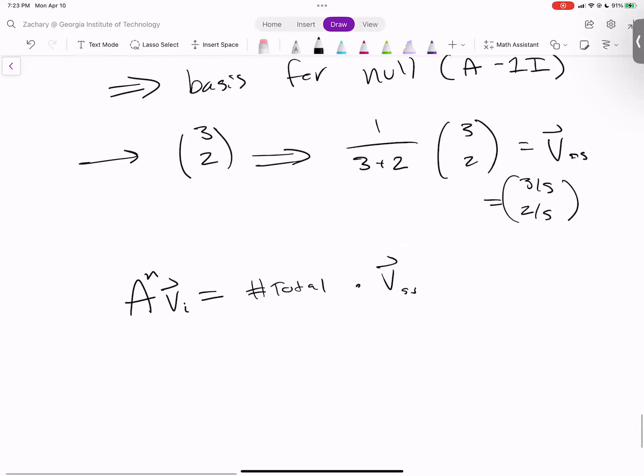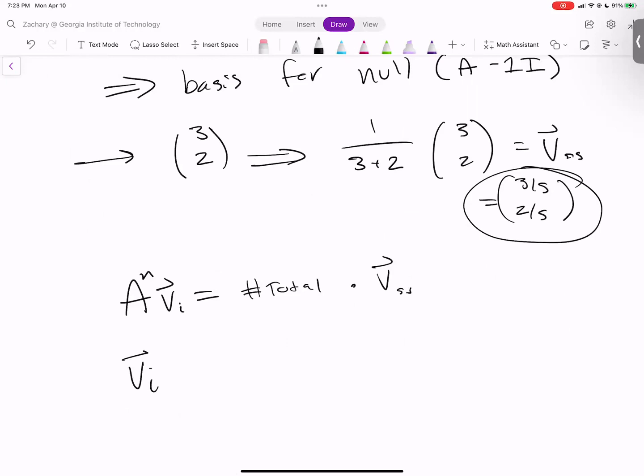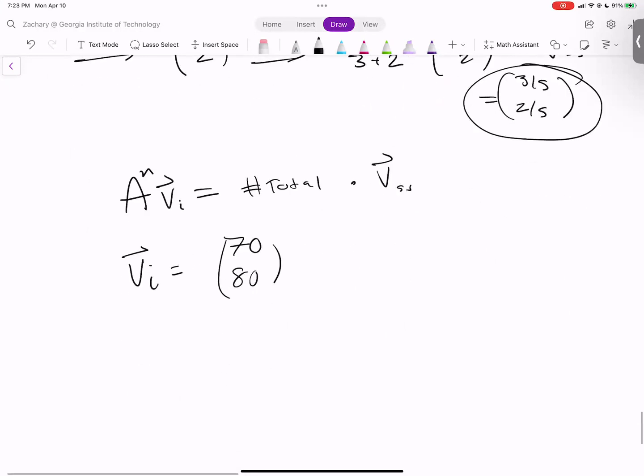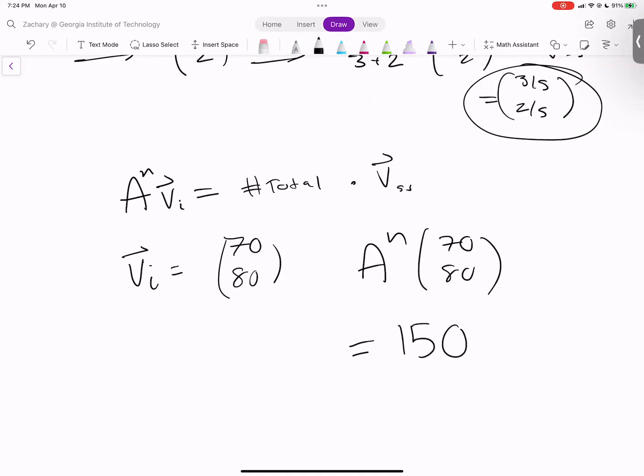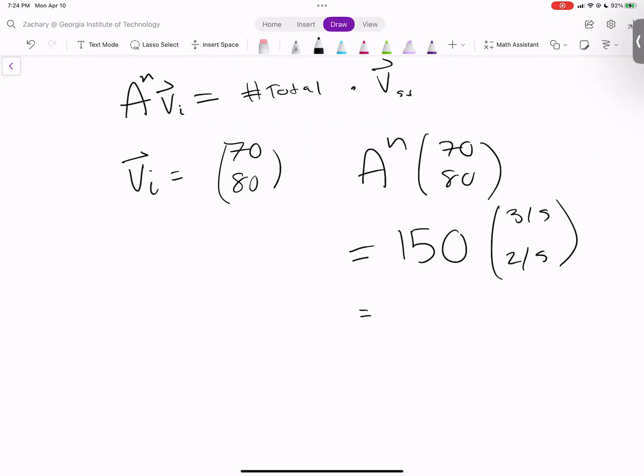So for example, if this is my steady state vector and I say my v initial is 70, 80, okay? This is where I start. This is not where I end. This is not what happens as I take A to the n times 70, 80. What we said this is equal to is the total population. What is the sum of this vector? 70 plus 80, which is 150, times 3/5, 2/5. Which gives you whatever it gives you.